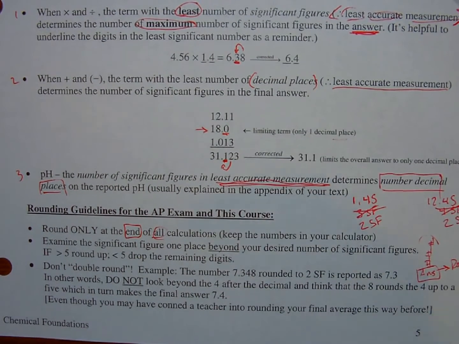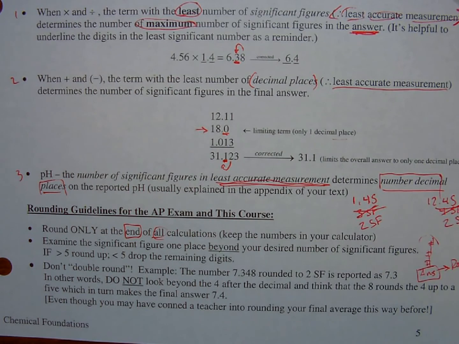So in order to do that, examine the digit that is one place beyond your desired number of significant figures, right? And the rule from second grade still stands. If it's greater than 5, round up. If it's less than 5, just drop the remaining digits. Don't actually change any of those numbers.